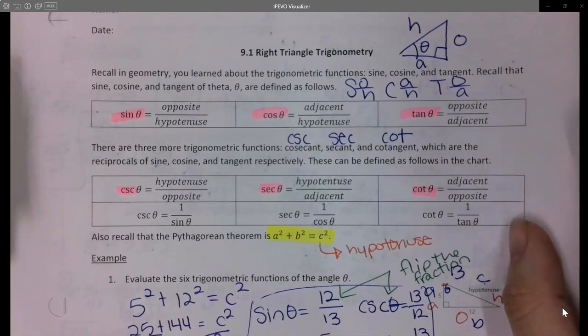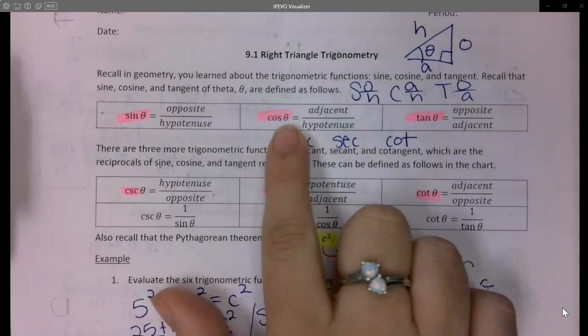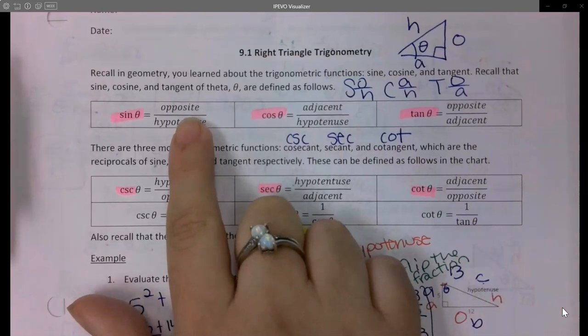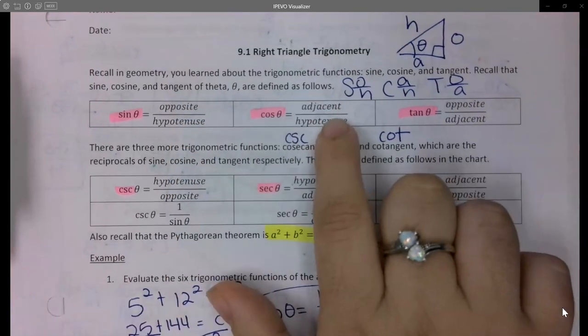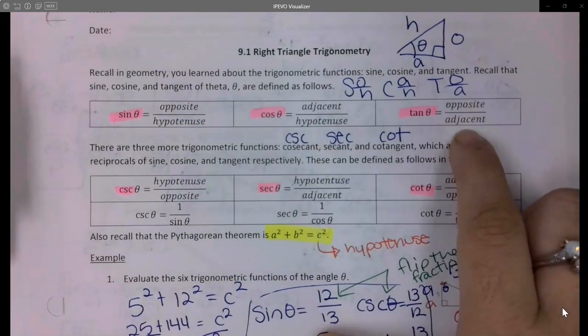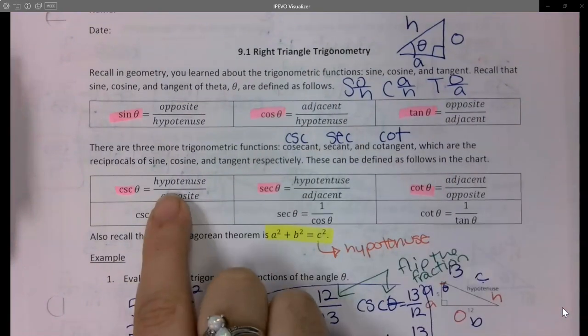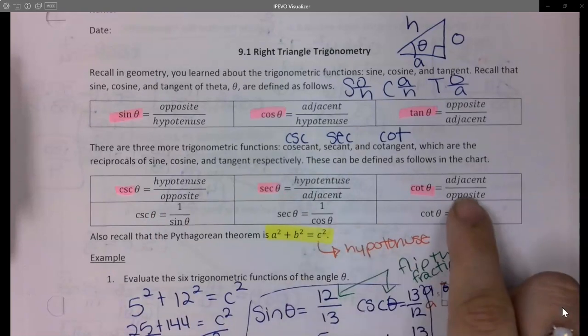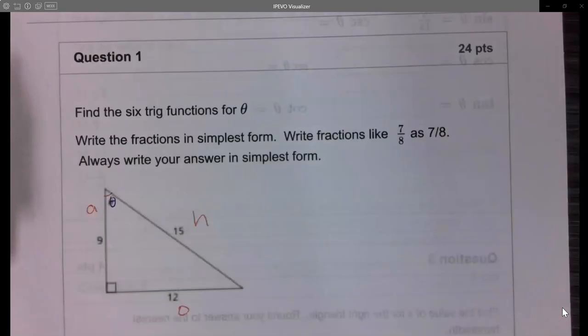I can use the ones from my 9.1 notes. I have sine, cosine, tangent, cosecant, secant, cotangent. And I have their ratios, so sine is opposite over hypotenuse, cosine is adjacent over hypotenuse, tangent is opposite over adjacent, cosecant is hypotenuse over opposite, secant is hypotenuse over adjacent, and cotangent is adjacent over opposite.